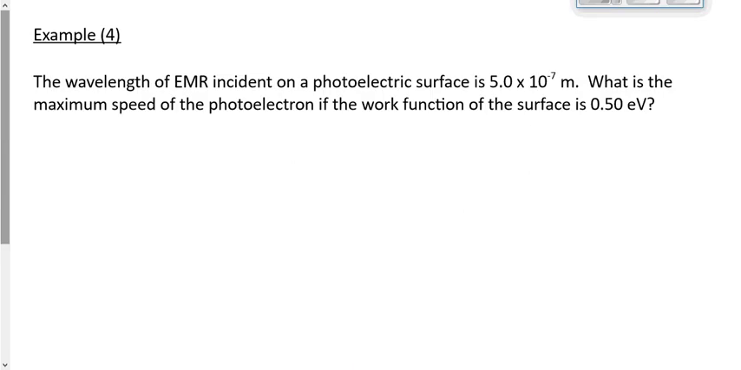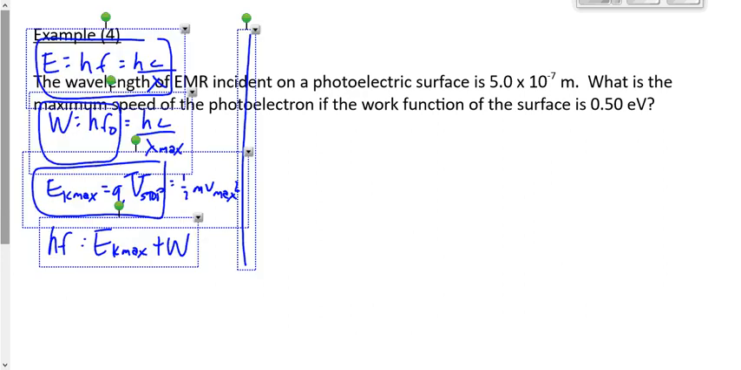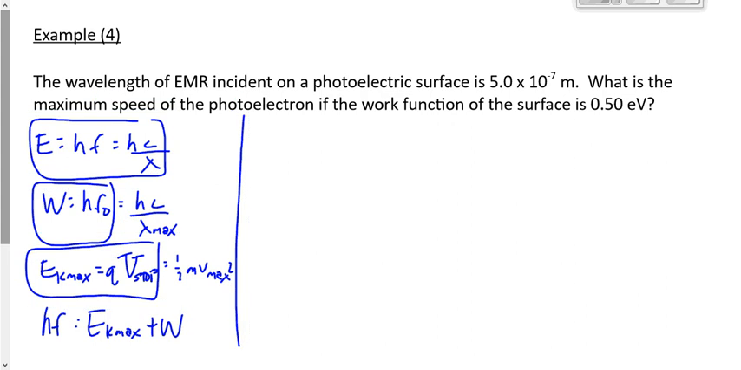One more example for us today, and then that'll be it. This one says the wavelength of EMR incident on a photoelectric surface is 5 × 10⁻⁷ meters. What's the maximum speed of the electron if the work function on the surface is 0.5 electron volts? Let me just, before I write down givens, paste those equations that we're allowed to use here. And now let's write down the givens that we have associated with this question here.